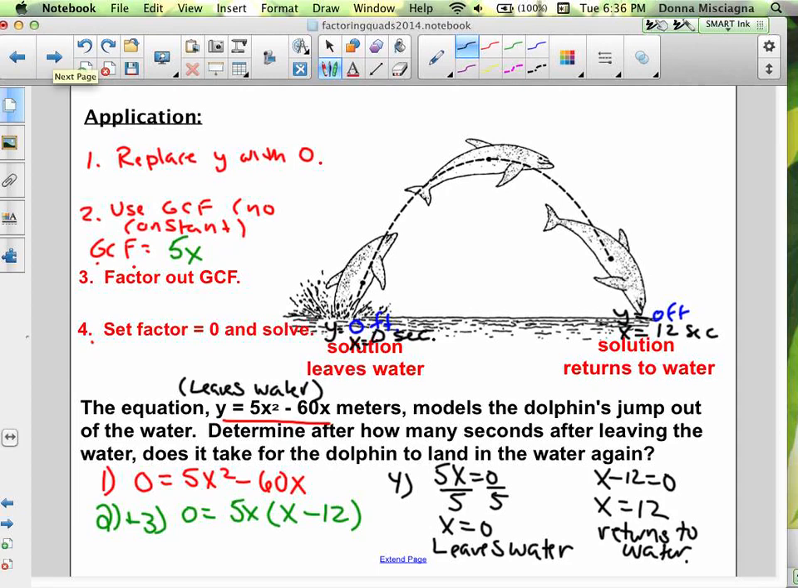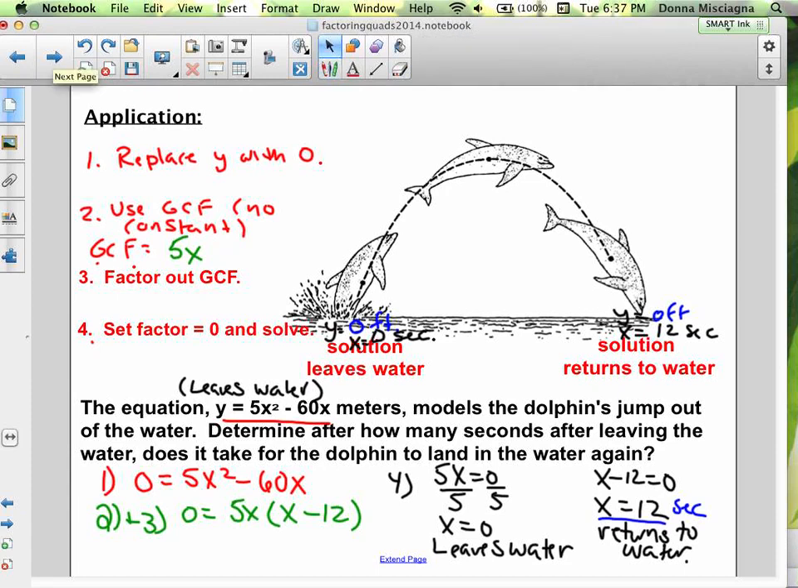Our question was, how many seconds after leaving the water does it take for the dolphin to land in the water again? Well, our answer to that is just what we found right here. Right? 12, where's my line? There it is. 12 seconds. I don't think we need the S. We know it's plural, 12 seconds. Nobody would say 12 sec, but I don't think we need to do that for the units. 12 sec or seconds. And that's our answer, right?